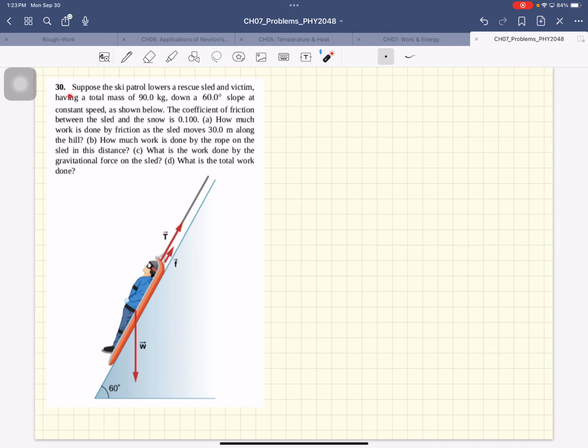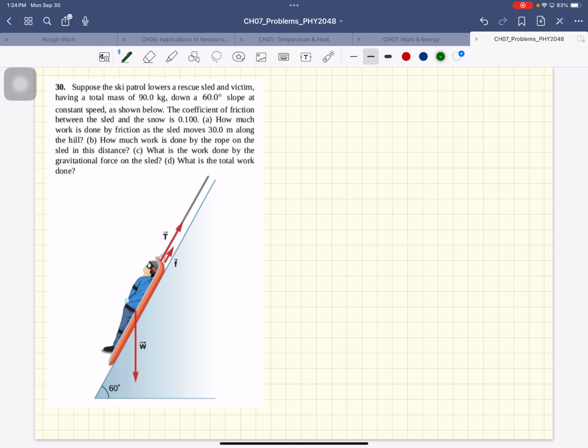All right, so this problem says, suppose the ski patrol lowers a rescue sled and victim having a total mass of 90 kgs down a 60-degree slope. That's a very steep slope. At constant speed. So he's being rolled down at constant speed.